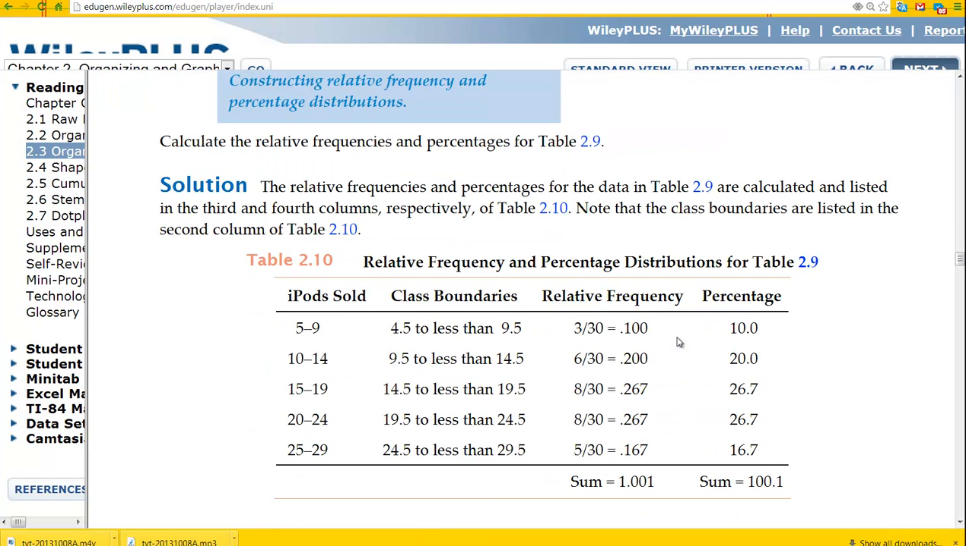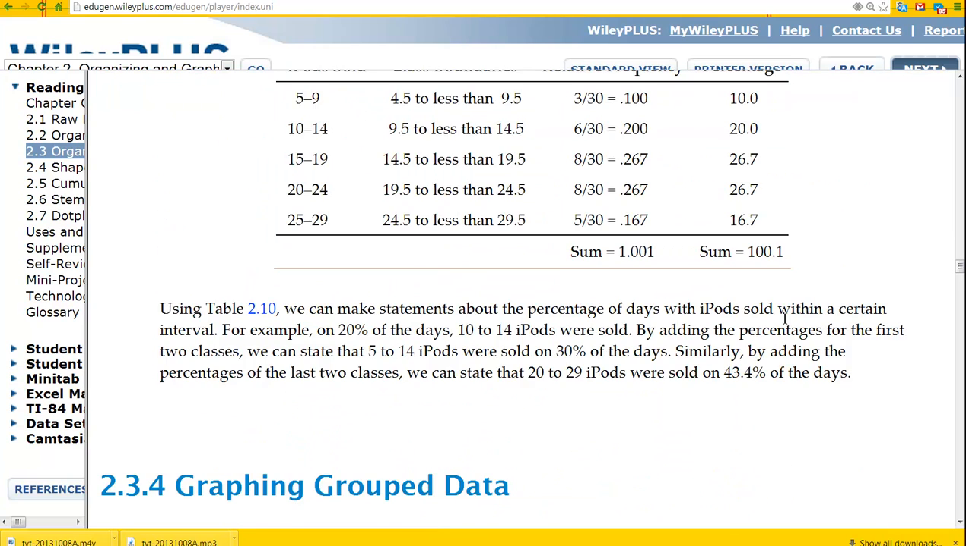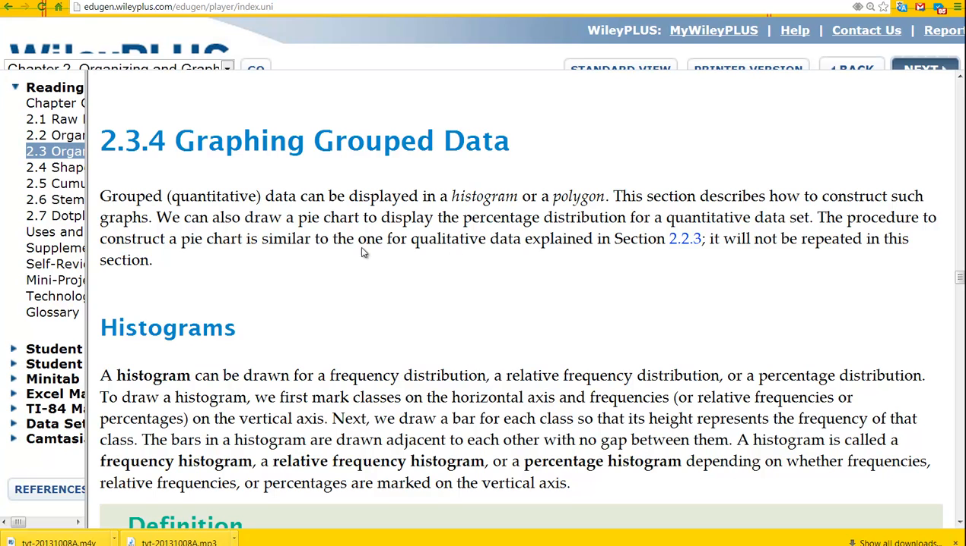So here's an example, and I think you can go through this yourself. And the graphing grouped data, section 2.3.4. So instead of what we called a bar chart before, we're going to make a histogram now. We're also going to talk about doing this, but the main point is here. And then they say you can also do a pie chart, but the procedure is basically the same as we did before, so they're not going to repeat that again.